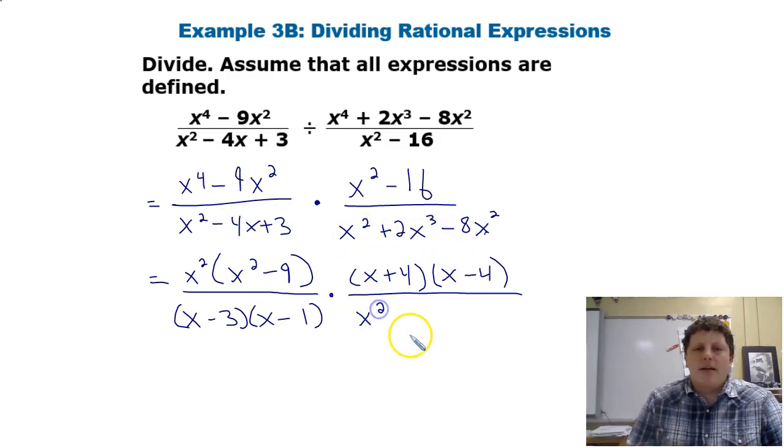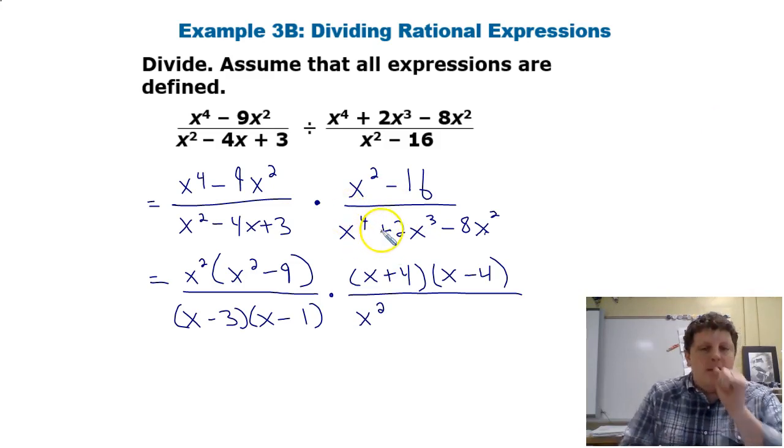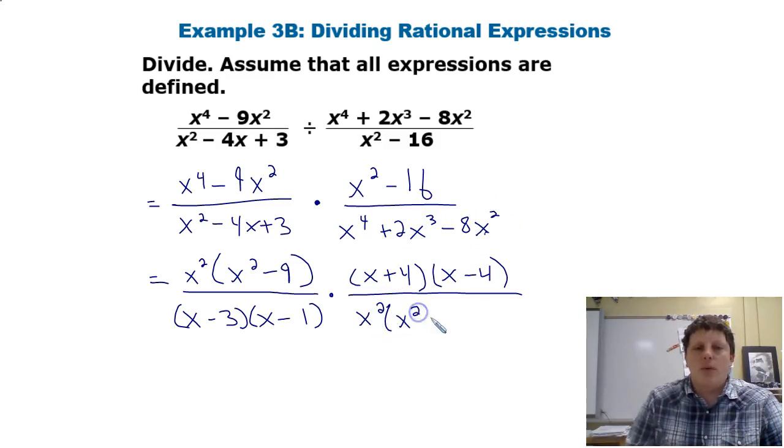I can factor out an x squared. Now, I have made a mistake when I copied this down, if you'll notice, and fix that mistake with me. That should be a 4 and not a 2. I apologize for that. So we got x to the fourth plus 2x to the third minus 8x squared. I'm going to factor out an x squared, leaving behind x squared plus 2x minus 8.